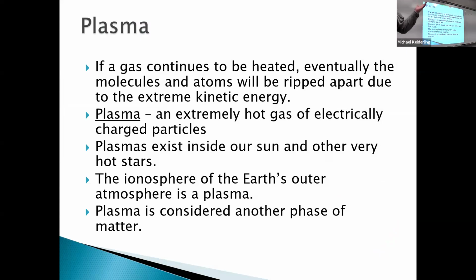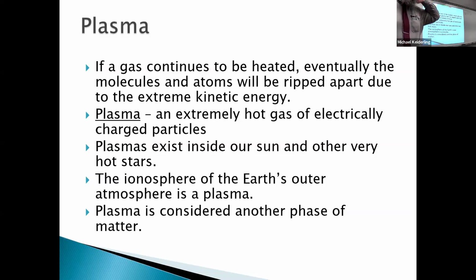So plasmas exist inside our sun and other very hot stars, but if you've ever seen a spark, that's also a plasma. And you can make plasmas at lower temperatures. Generally, you need to do it at lower pressures. But if you've ever touched one of those globes where you get weird lightning bolts to your fingers, that's a plasma. So plasmas exist in our sun and other stars. The ionosphere of the Earth's outer atmosphere is a plasma, and plasma is considered another phase of matter.